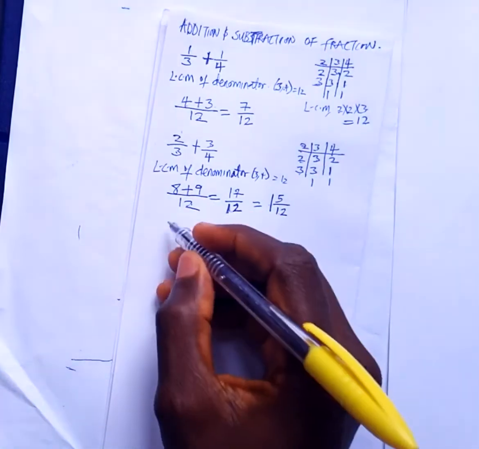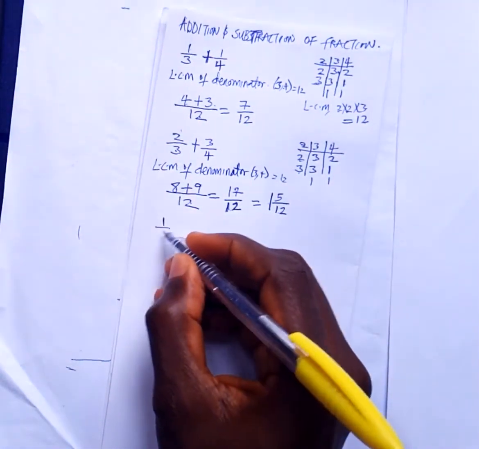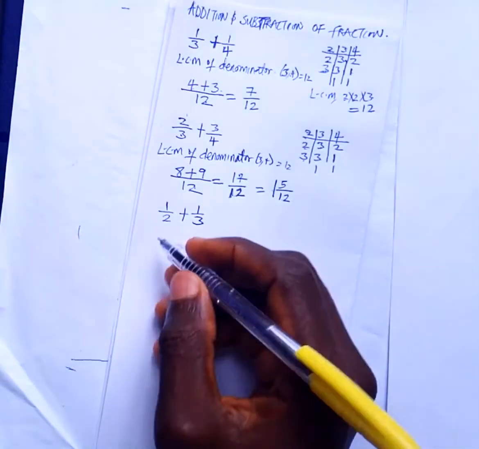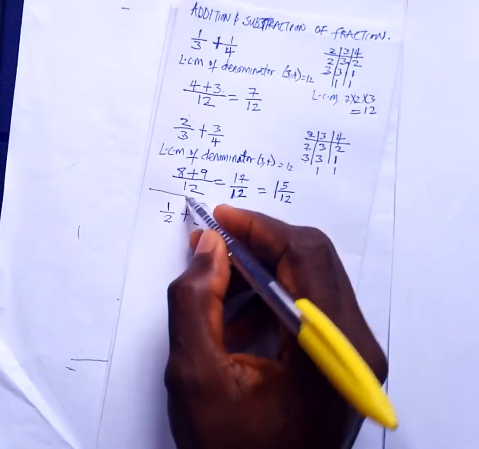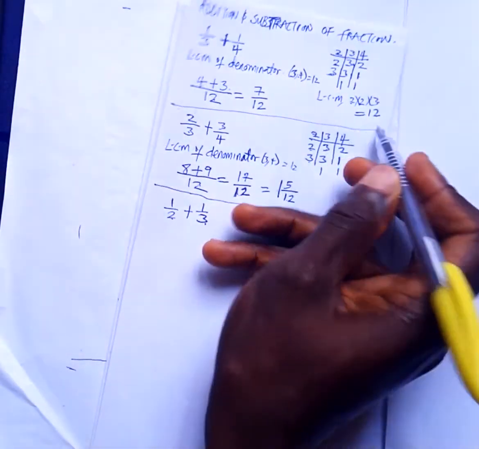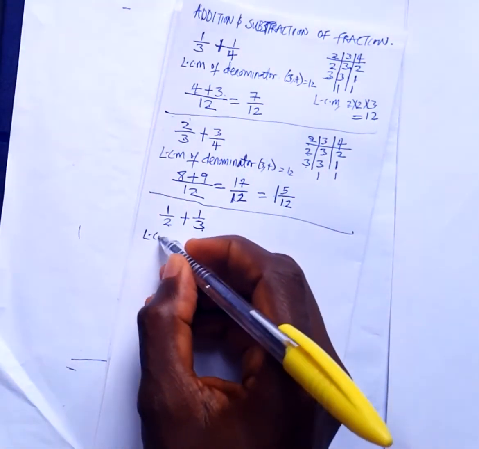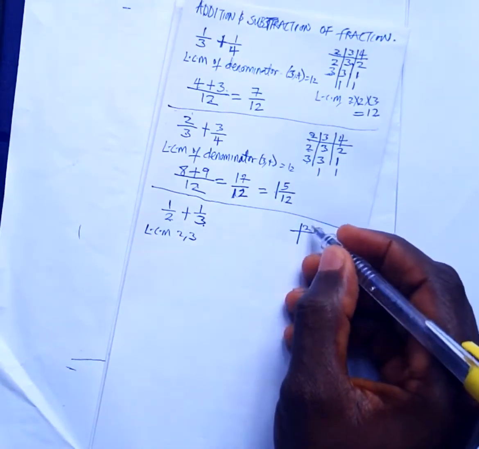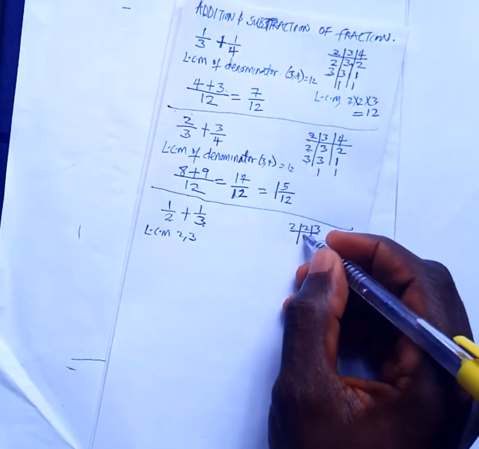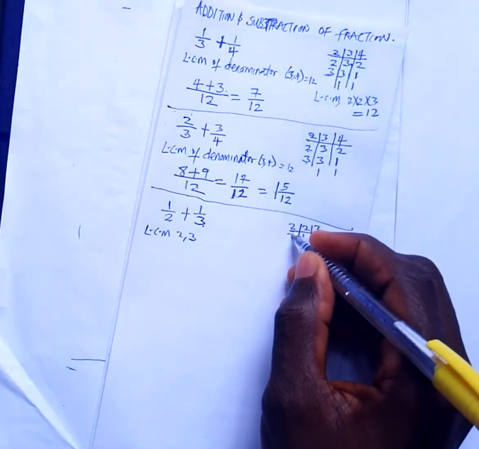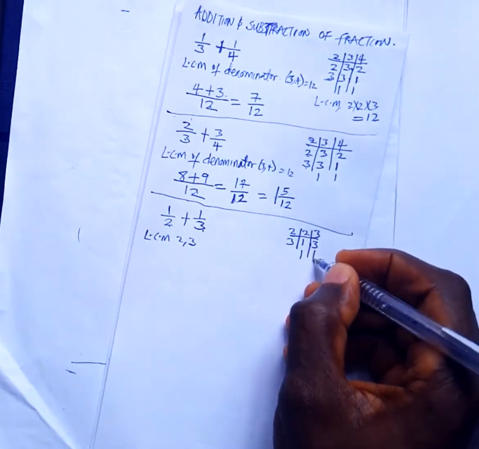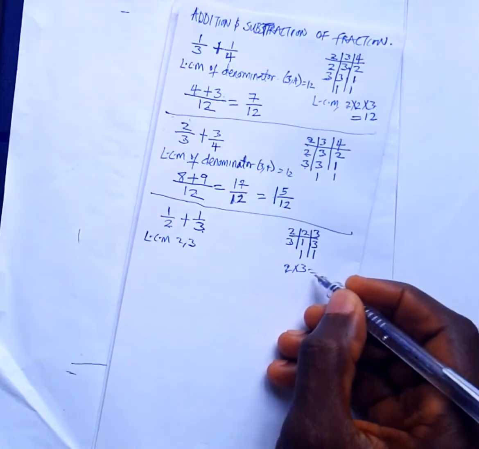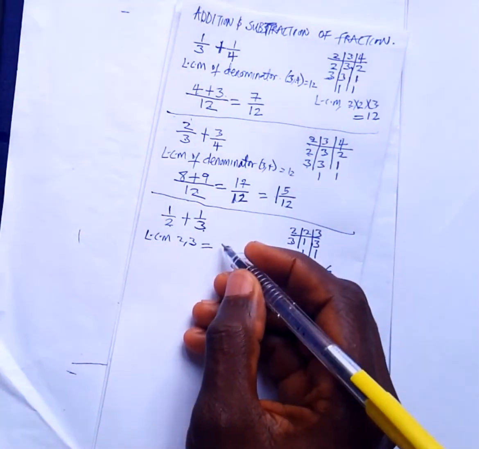We can also have 1 over 2 plus 1 over 3. Like we said, the first thing to do here is what? You find the LCM. The LCM of 2 and 3. You come to a corner here, you write your 2, 3. 2 in 2, 1. 2 in 3, impossible. You write your 3. 3 in 3, 1. So now you are left with 2 times 3. 2 times 3 is what? 6.